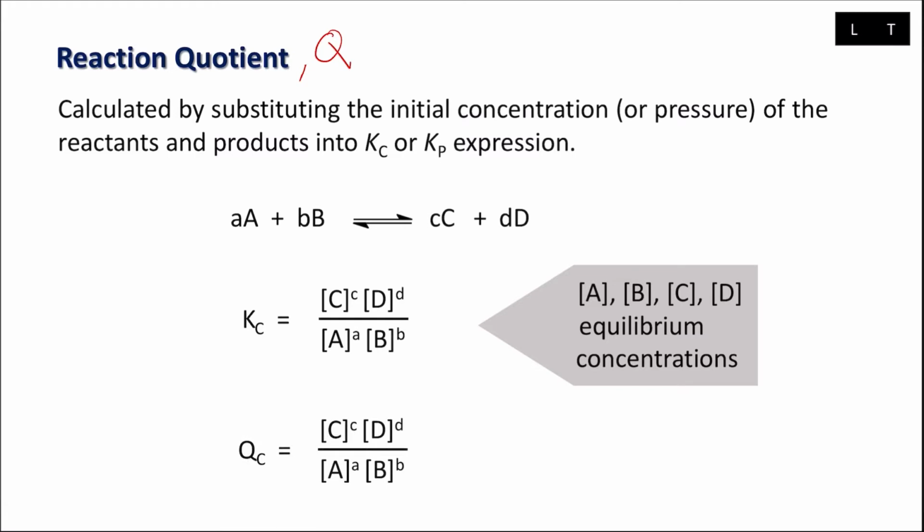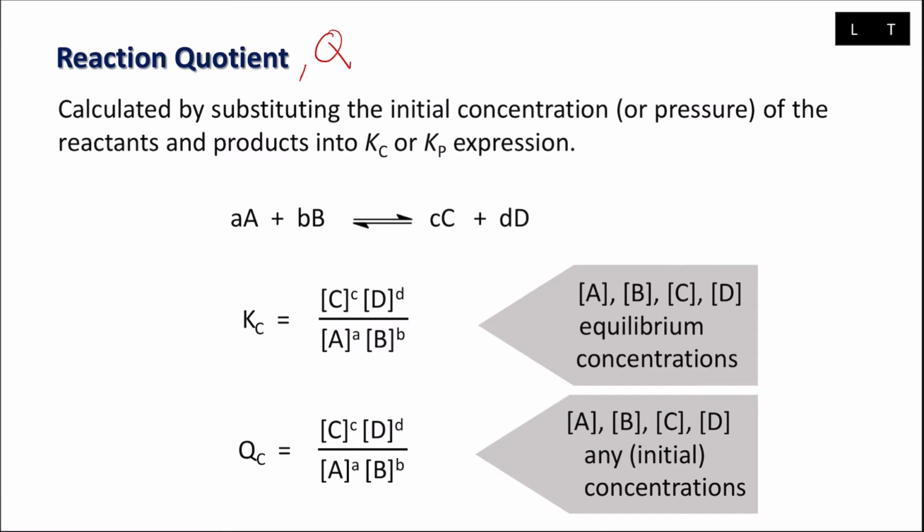But you should understand that the concentration for Qc refers to the concentration of A, B, C and D at any concentration. Usually we focus on the initial concentration. So that is the difference between the expressions for Kc and Qc.